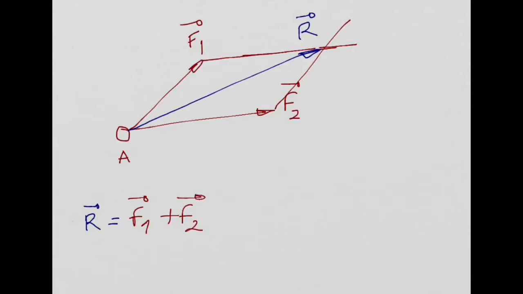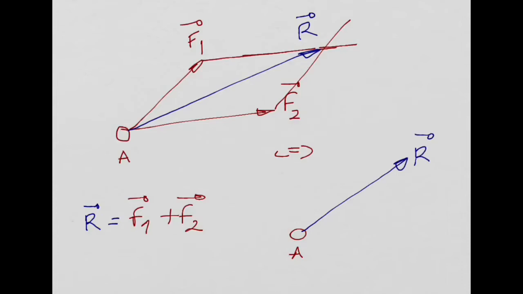So, here, below, I am adding these two vectors. In the figure, I am adding these two vectors, F1 and F2, graphically by using the parallelogram rule. So, this is equivalent. So, if I will say that this system is equivalent to having a particle A here and having only the resultant.